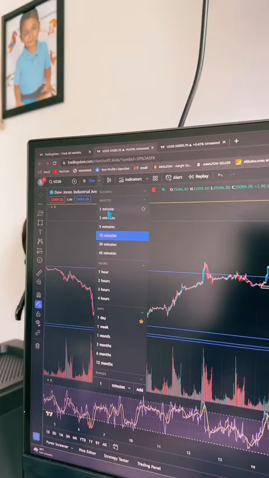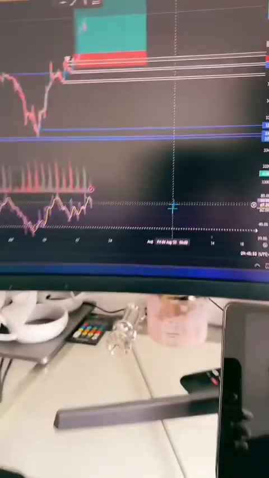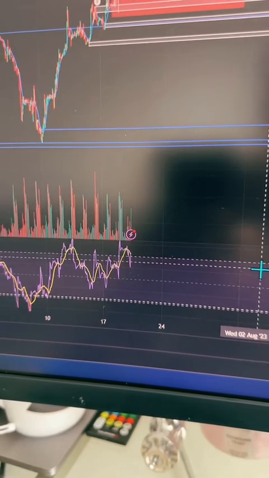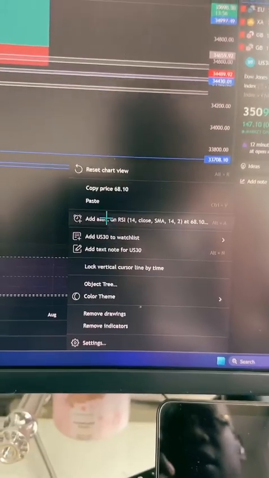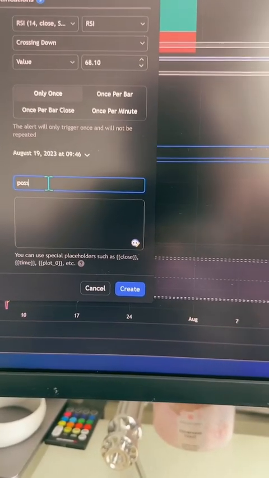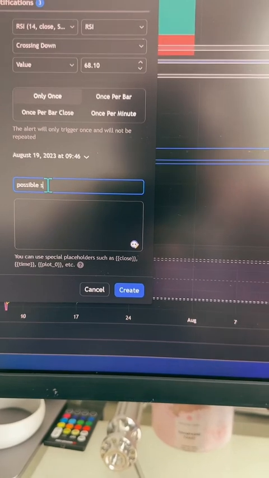I'm going to go back out to my 1 hour chart. I'm going to set an alert on the RSI. Well, I'm going to do it a little bit lower. Add alert. You're going to want to do crossing down. I'm going to type possible short.